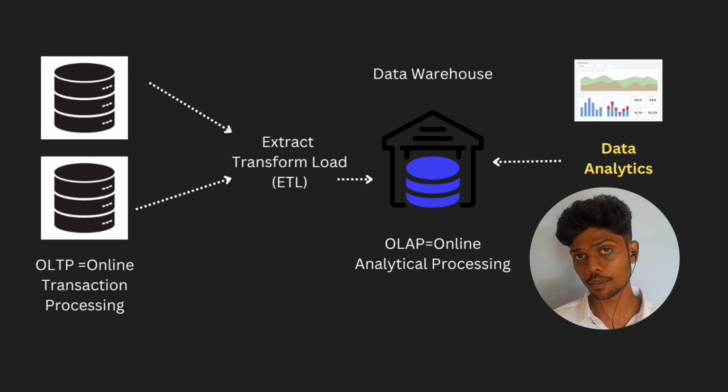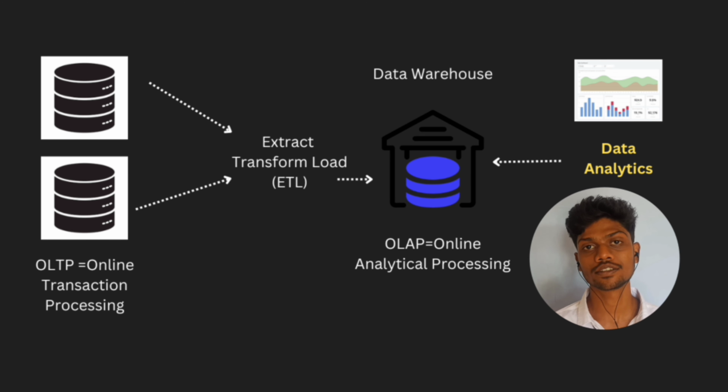On the left side of the image, we have our OLTP, which stands for Online Transaction Processing. These OLTP systems are designed to handle everyday business operations that happen in real time. For example, in an e-commerce company, customers are placing orders, inventory is getting updated, and payments are being processed. All of this happens at once, and the OLTP system is designed to handle it with speed and accuracy.